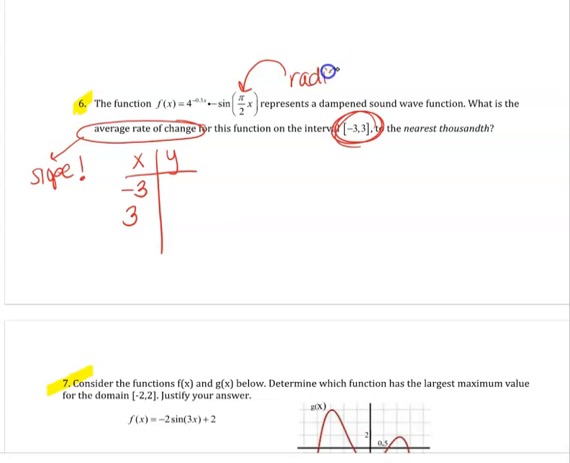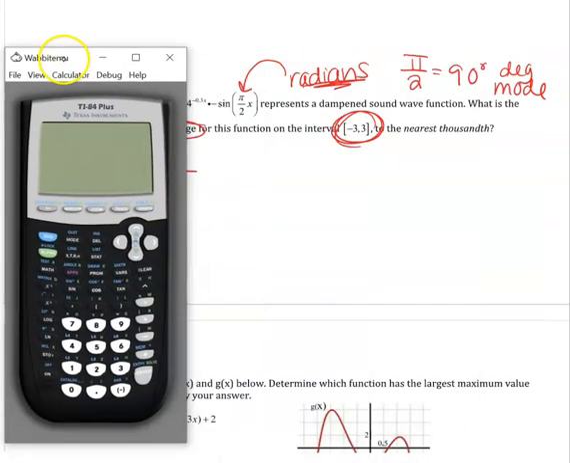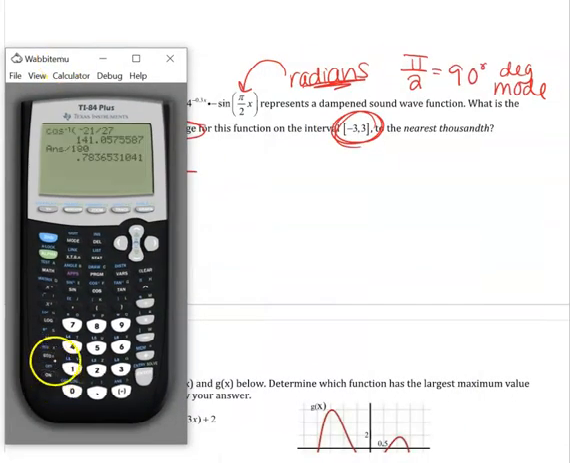Additionally, they're giving you a frequency in terms of radians because you're in the real world. We're talking about a dampened sound wave, okay? So what I need to do is either change my calculator to radian mode or pay attention to pi over 2 being equivalent to 90 degrees, and then I can keep my calculator in degree mode. That's actually what I'm going to do, okay? So let me pull my calculator here. Let me just double check my mode. Okay, I'm in degree mode.